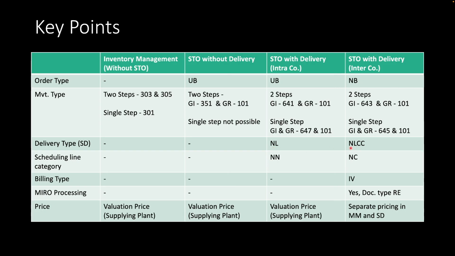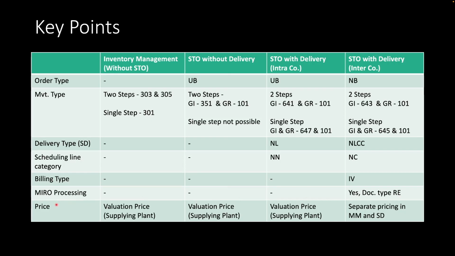Now the delivery types applicable for these two cases are NL in case of intra-company code and NLCC in case of intercompany code. The schedule line category is NN for intra-company code and NC for intercompany code. Then billing type is only applicable in case of intercompany code and the billing type will be IV. And MIGO processing also is applicable for intercompany code transaction, and here the document type will be RE.